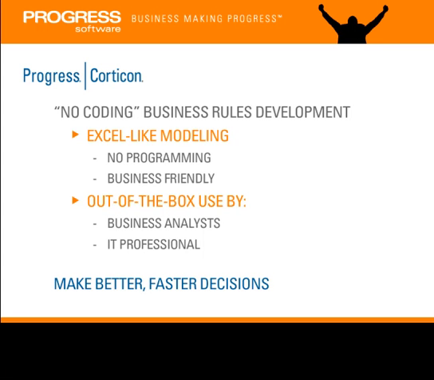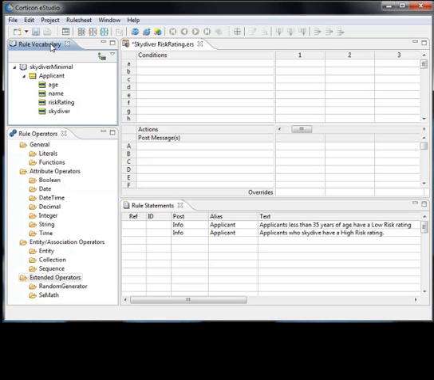In this introductory demo, we'll explore Corticon's no-coding business rules development. Unlike traditional programming approaches, you'll see how Corticon's Excel-like modeling environment provides out-of-the-box usability. While this is a relatively simple example, you can find more advanced content in our other demos. Let's begin with an orientation to Corticon's modeling environment.